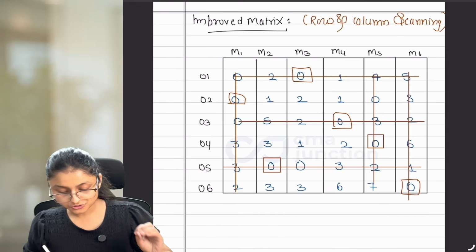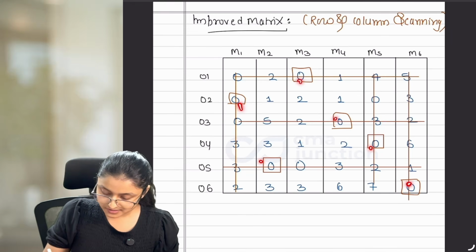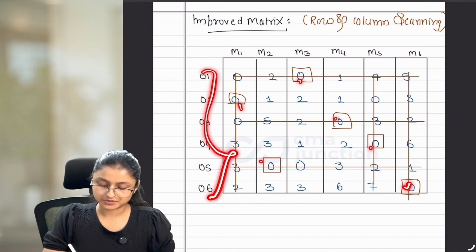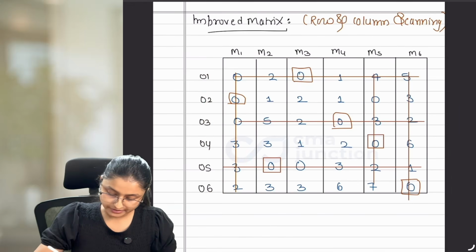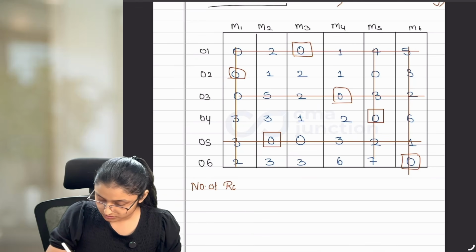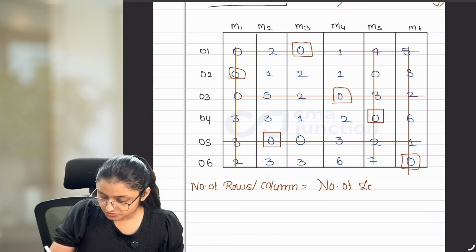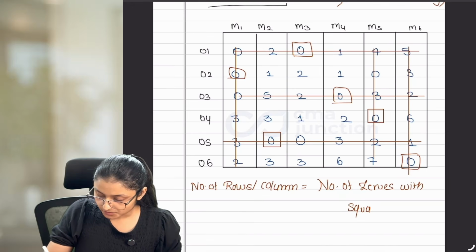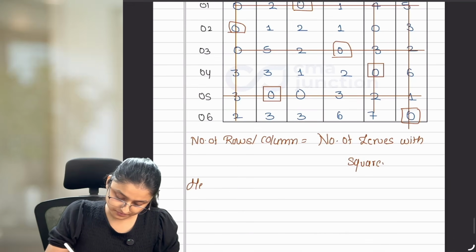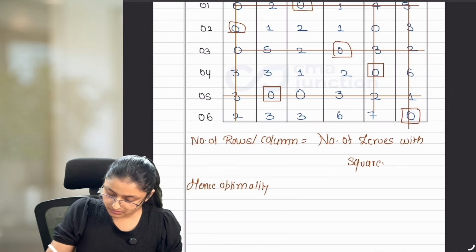Yes. Do you reach optimality? Yes. 1 2 3 4 5 6 zeros are covered and 6 rows and columns are there. So we reached optimality now. We can write it here that number of rows or column is equal to number of zeros with square, hence optimality is achieved. And if optimality is achieved, what to do? Find out the answer.